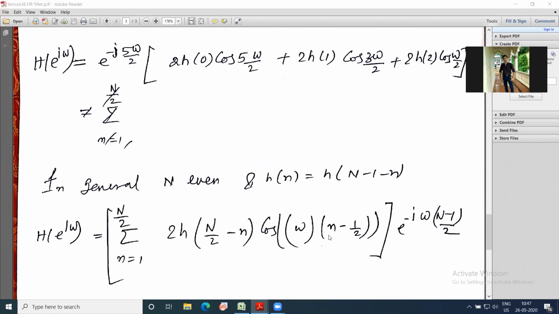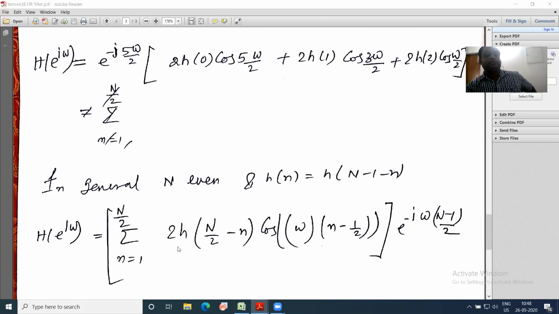cos omega. So for n equal to 1, we get cos 3 omega by 2. Next term is n equal to 2. For n equal to 2, this term is 0. N by 2, meaning 6 by 2 means 3. So 3 minus 3, this is 0, and 3 means 6 minus 1 by 2 is 5, giving cos 5 omega by 2.